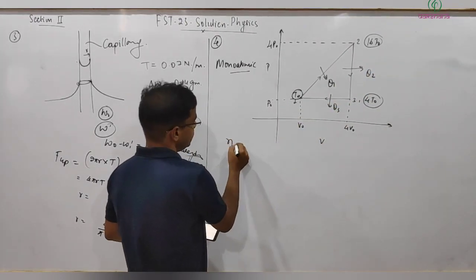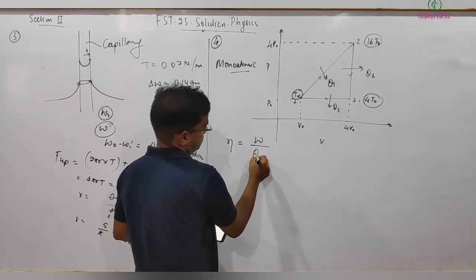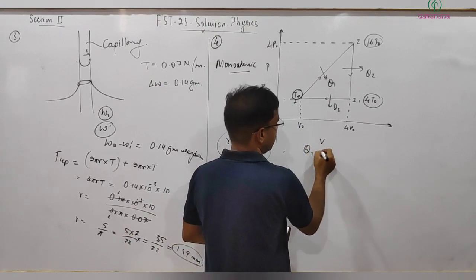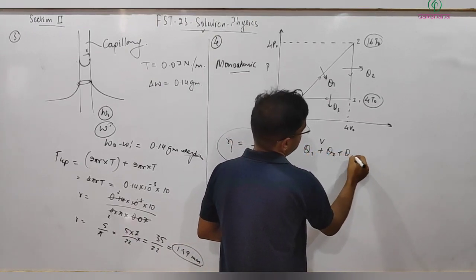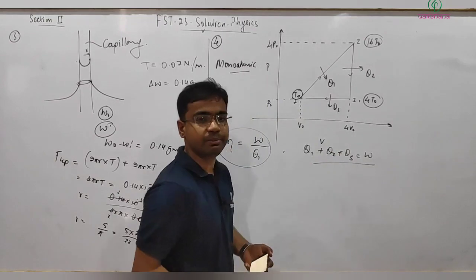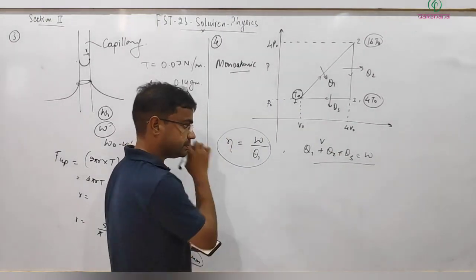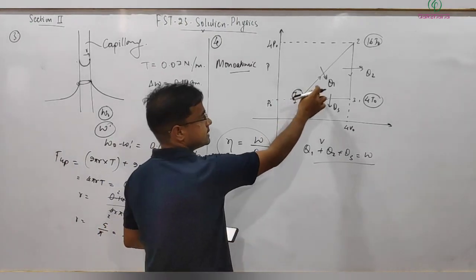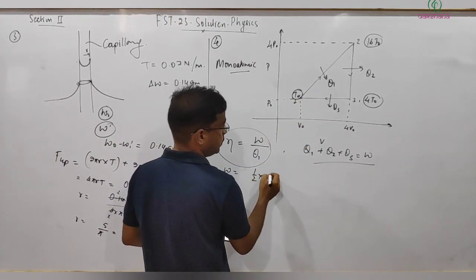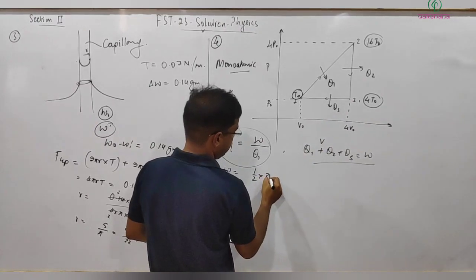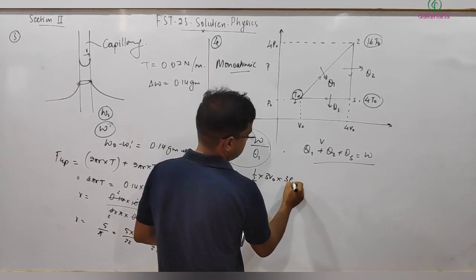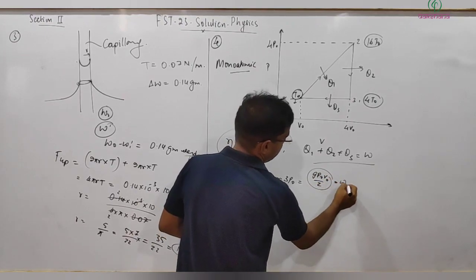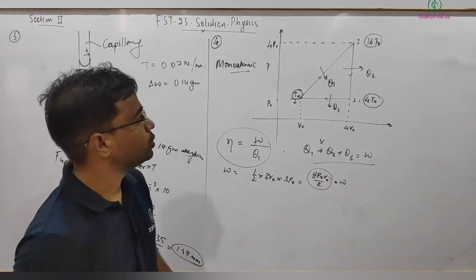Then efficiency eta is equal to W divided by Q1. And for the complete cyclic process, I can write Q1 plus Q2 plus Q3 will be equal to W. Q2 and Q3 will actually be negative. Then W is simply the area under this triangle, which comes out to 1 by 2 into 3 V0 into 3 P0, that's 9 P0 V0 divided by 2, the work done. And it's easy to calculate Q2 and Q3.